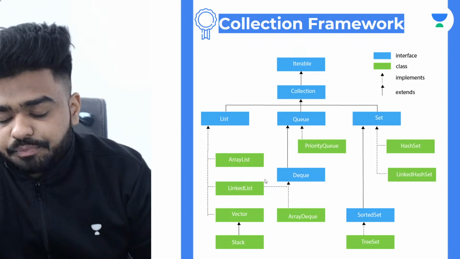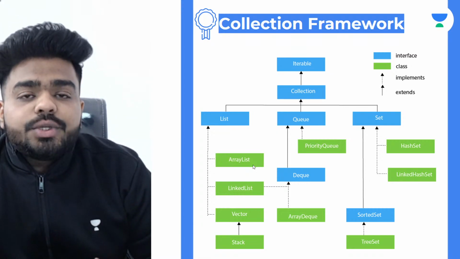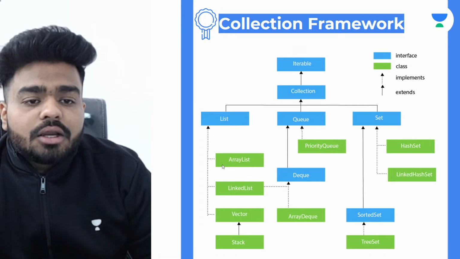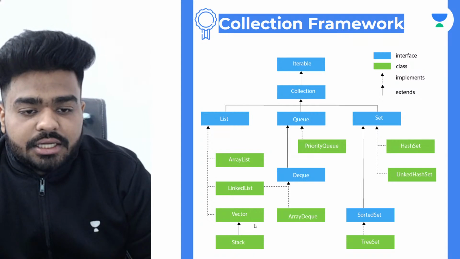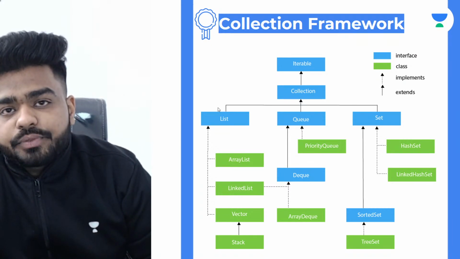We need to understand that. Second thing, if array list is a class, you need to remember in your mind, you have to keep this thing in your mind, that all these array list, linked list, vector and stack is implementing, not a stack, sorry, vector in linked list and array list is implementing to list, right?